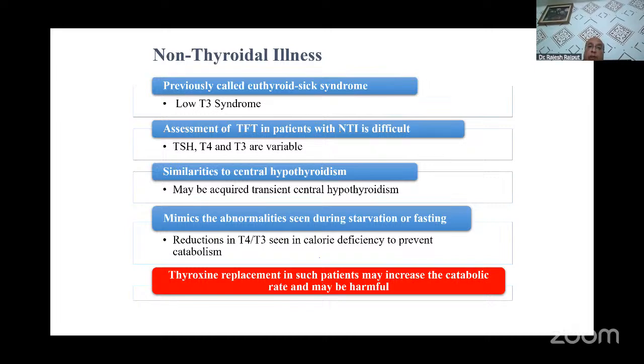Remember, if your patient is sick, and he is not suffering from thyroid disease, clinically there are no features suggestive of hypothyroidism. Try to avoid ordering T3, T4, TSH in such sick patients. Otherwise, you will be confused. I have shown you an example where T3, T4, TSH are all reduced. And if by mistake you start thyroxin replacement in such a patient, that will be catastrophic, because giving thyroid hormone replacement in such cases is found to be associated with increased morbidity and mortality.